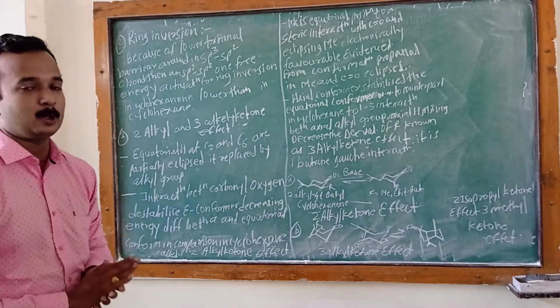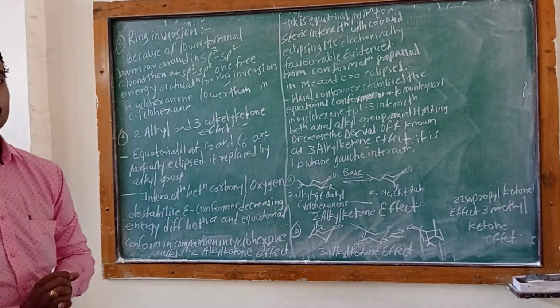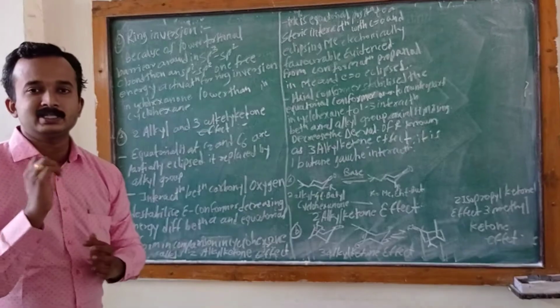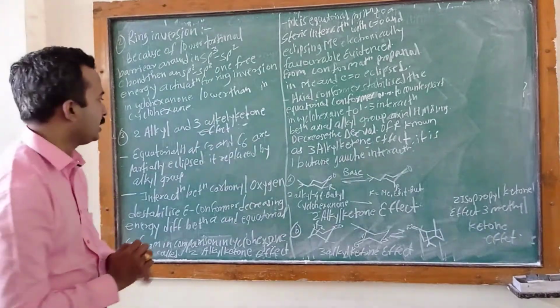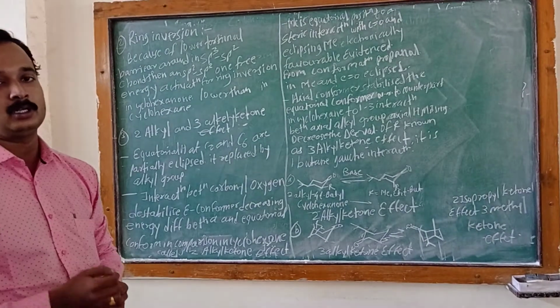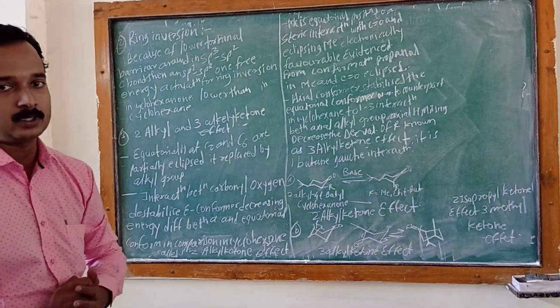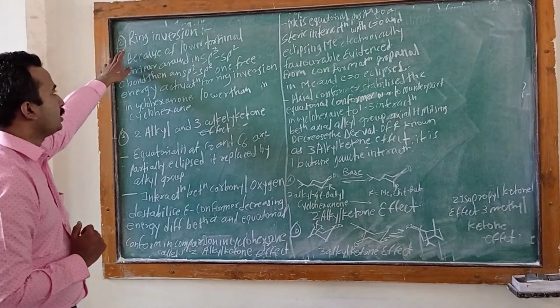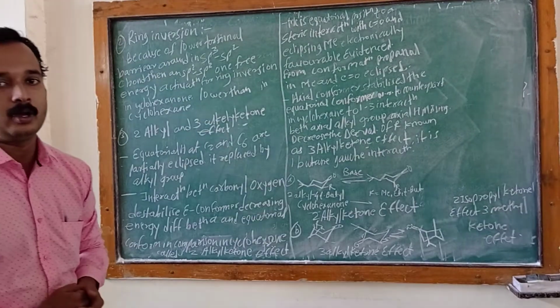The ring inversion of cyclohexanone is lower than that of cyclohexane. This ring inversion is lower than in cyclohexane. Okay, this is all about ring inversion.